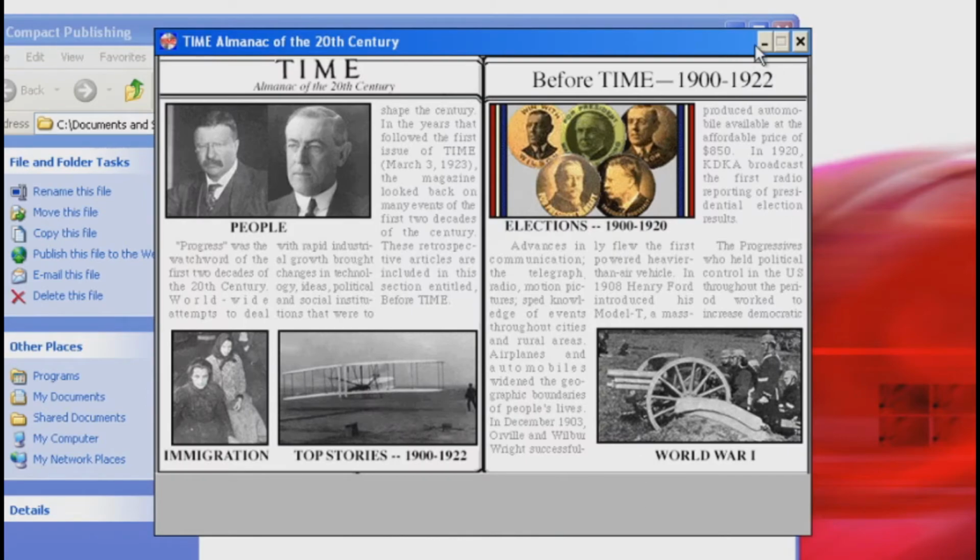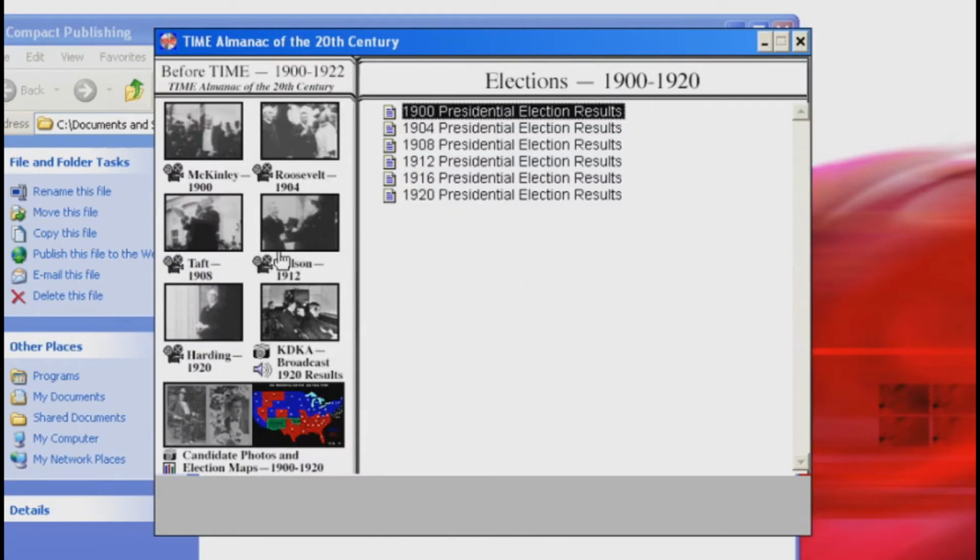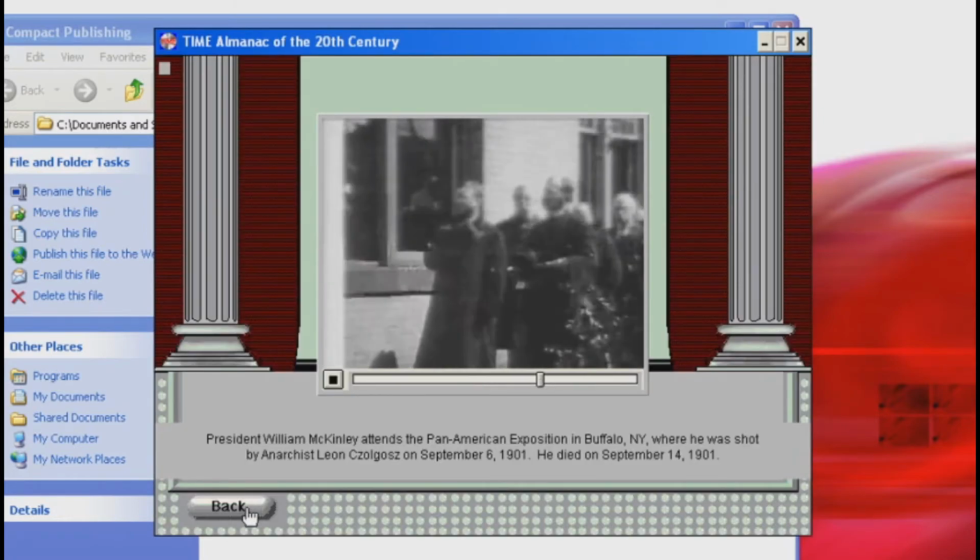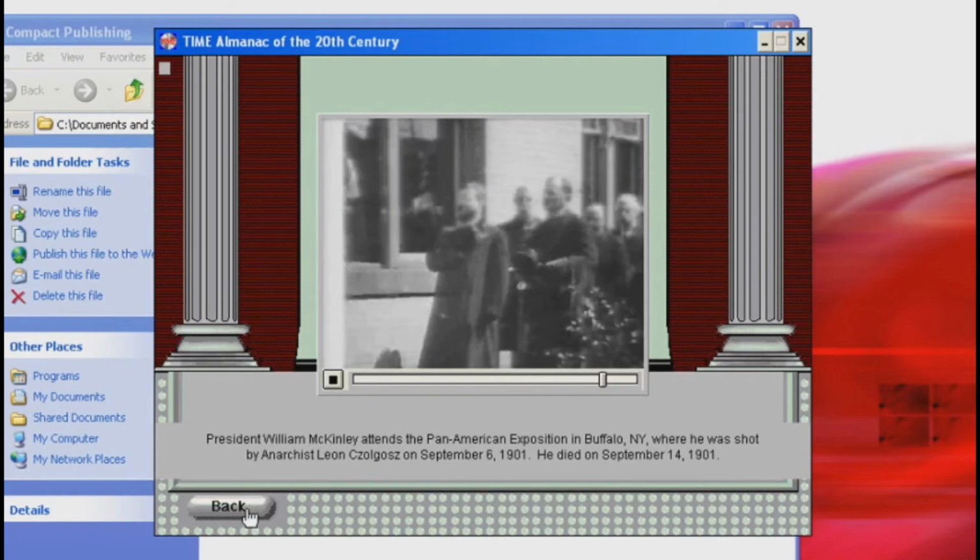A very interesting thing is that they actually have a select few items from before time. That's a lame pun, but you can see here, it's very interesting stuff that happened 100 years ago.